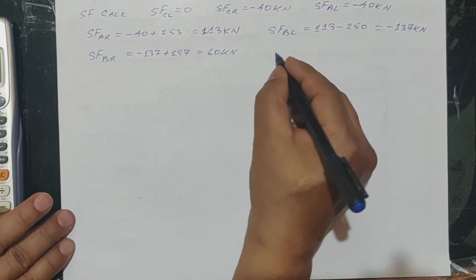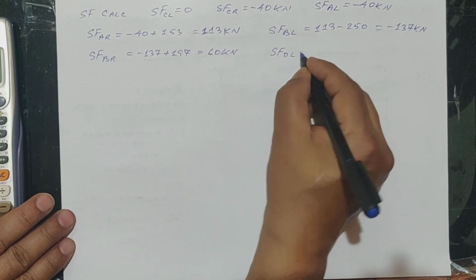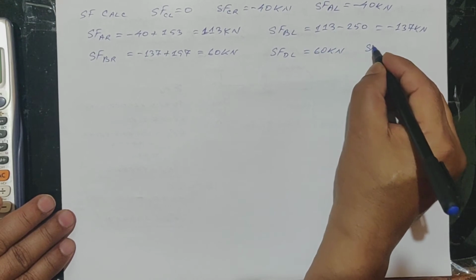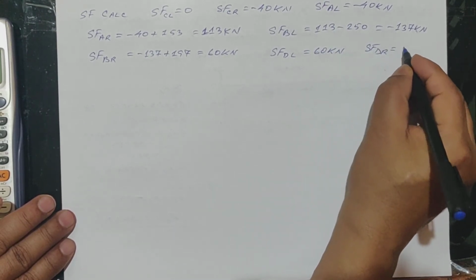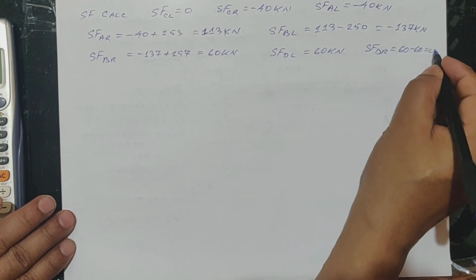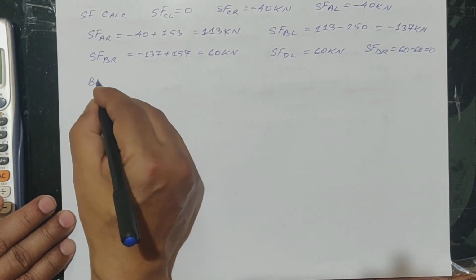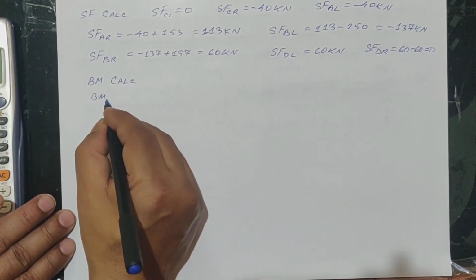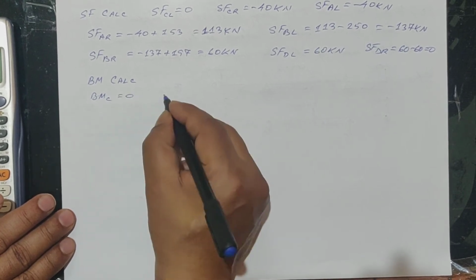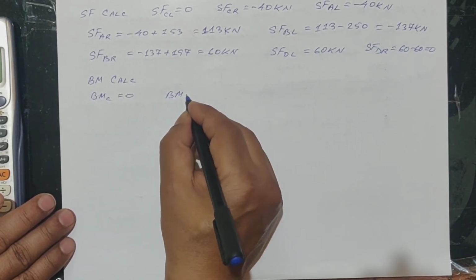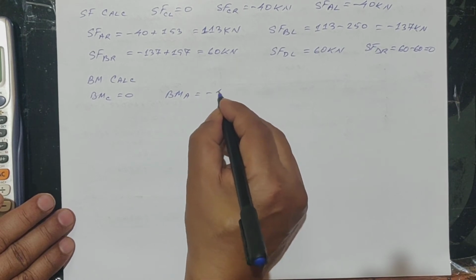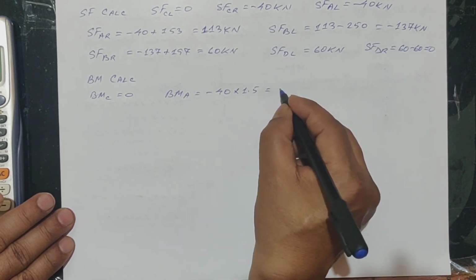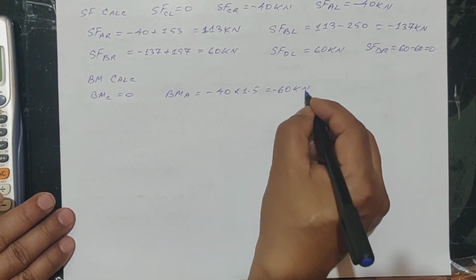Now SF DL is equal to 60 kilonewton. SF DR is equal to 60 minus 60, which is equal to 0. Now we will do the BM calculations. BM at C is equal to 0. BM at A is equal to minus 40 multiplied by 1.5, which is equal to minus 60 kilonewton meter.